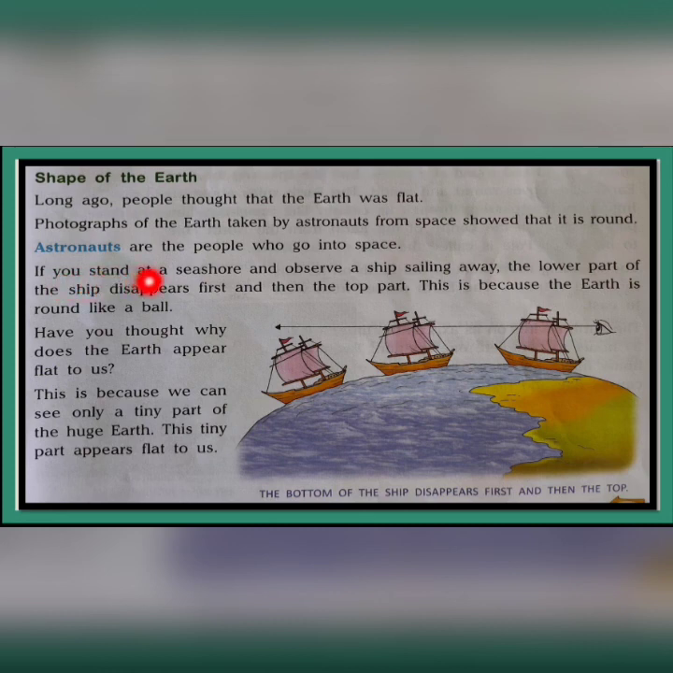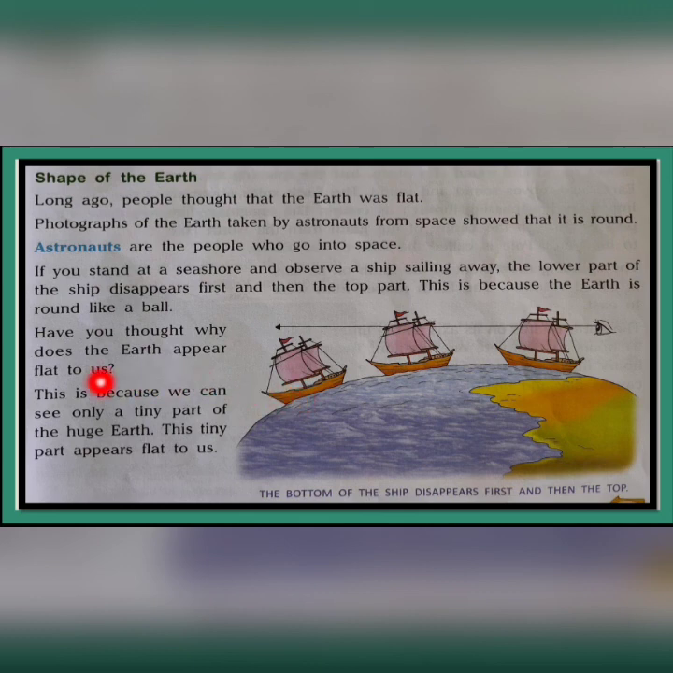If you stand at a seashore, observe a ship sailing away. Here the picture is given. The lower part of the ship disappears first, this part, and then the top part. Why? This is because the earth is round like a ball. That's why the lower part of the ship disappears first.